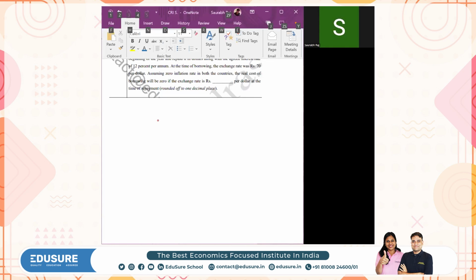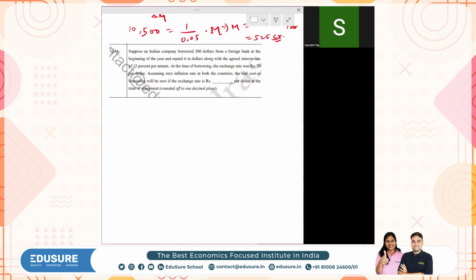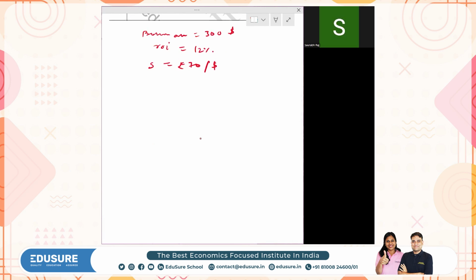So the next question is question number 44. An Indian company basically borrowed $300 from a foreign bank. Borrowed amount is $300, and the interest rate on this $300 is 12%. The spot rate, or initial exchange rate, is rupees 70 per dollar. And we have to assume that there is zero inflation in both countries.